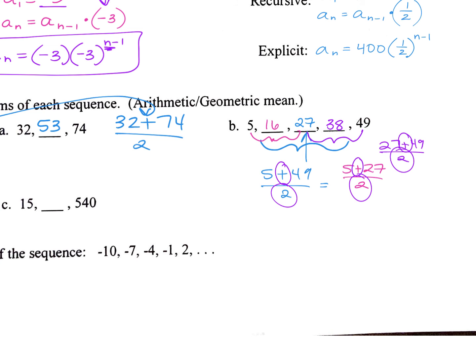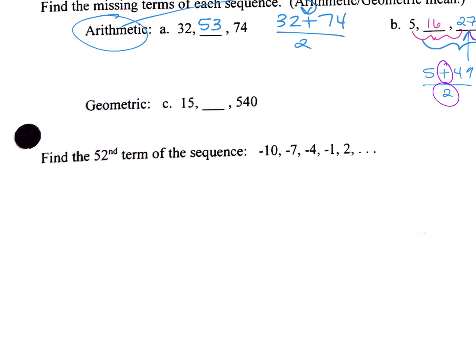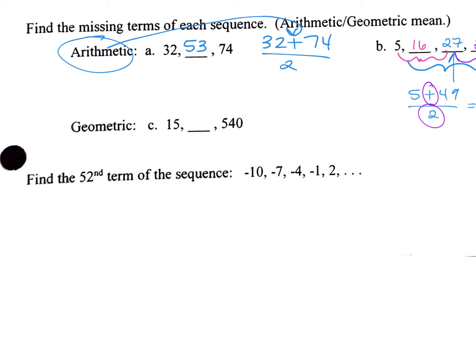What if it's geometric? Then you square root, and what do you do with the 15 and 540? Multiply them. So 15 times 540, and then square root that, and you get 90. You just plug that into your calculator, right?